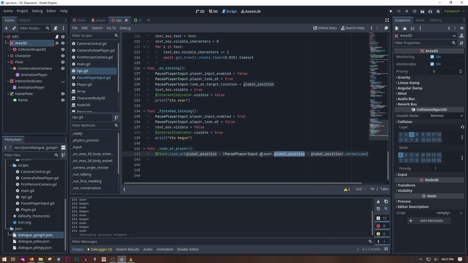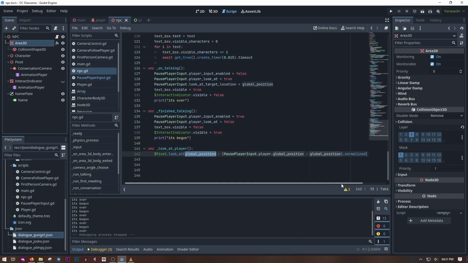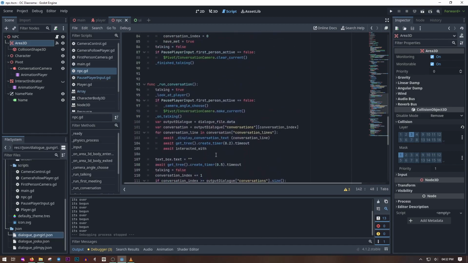I don't exactly know what it is. So it says the pause player input player's global position. So the global position minus this, minus the global position. Why is it minusing the global position twice? I don't know. But it's normalizing it. So it sure is normalizing it.